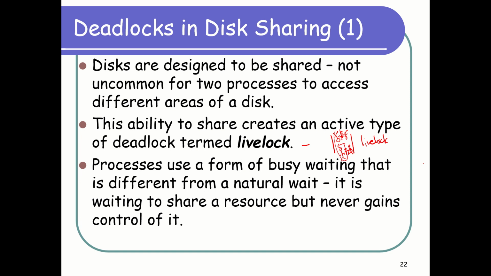They both move to the same sides. Still no one can pass through, so again they move to the other side at the same time. This is the simplest example of livelock. Processes use a form of busy waiting that is different from a natural wait. It is waiting to share a resource but never gains control of it.